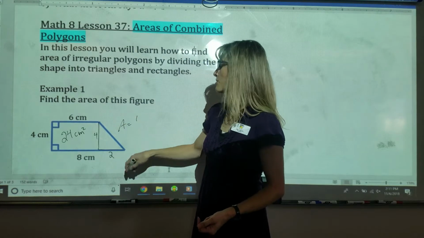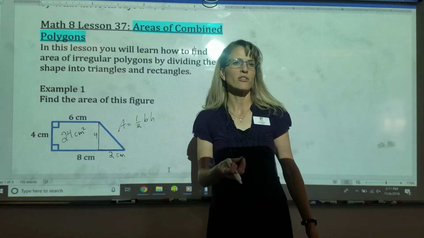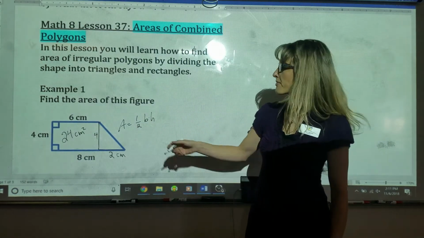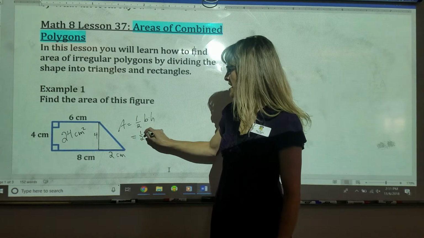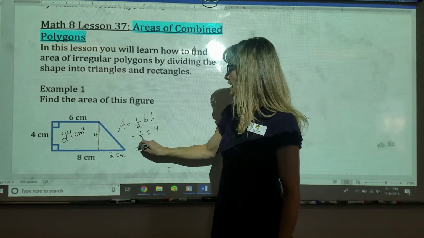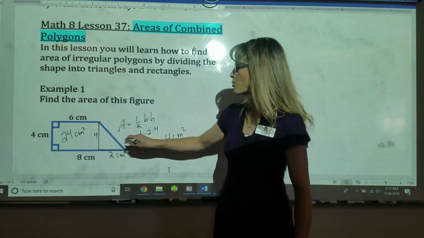Area of a triangle, oh, thank you, that's 2 centimeters. Area of a triangle is 1/2 base times height. What's the area of a triangle? Get ready? 1/2 base times height. Good, 1/2 base times height. So I'm going to take 1/2 of my base, which is 2. My height is 4. I go 1/2 of 8, which is 4 centimeters squared.